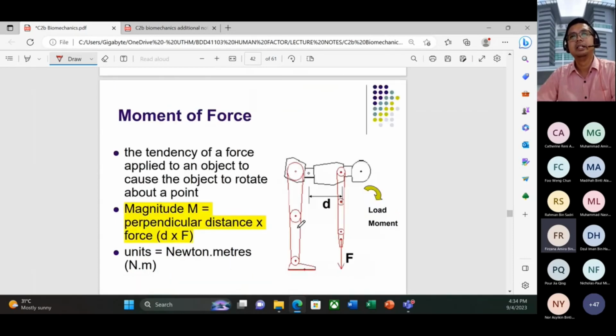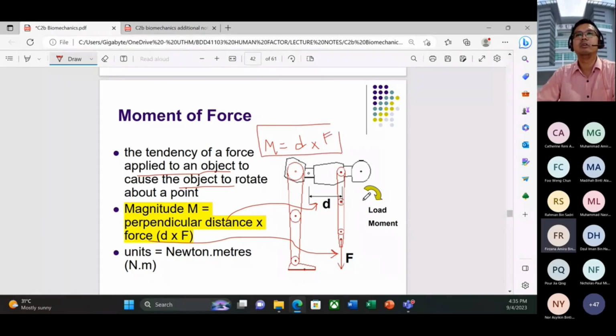For example, this is the moment of a force. The moment of a force is the tendency of a force applied to an object to cause the object to rotate about a point. The moment magnitude equals the perpendicular distance, D here, multiplied by the force. So the formula of the moment is D times F.